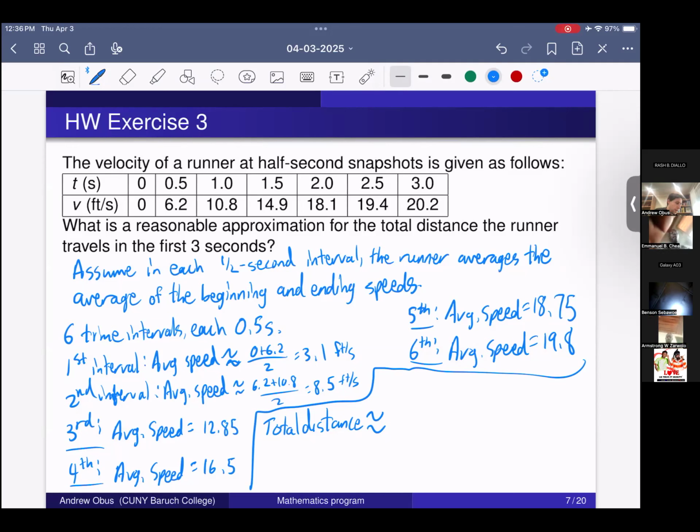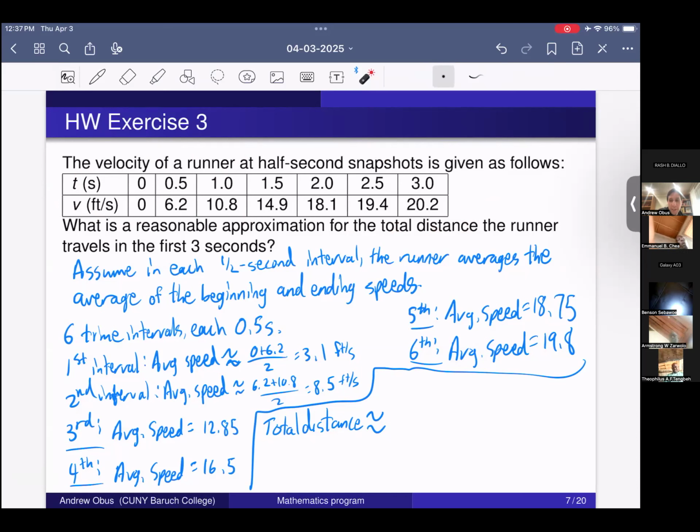Anyone want to say how we do this? Well, remember, distance is equal to rate times time, right? So if we have an average speed and each interval is 0.5 seconds, then for the distance, we integrate, but we don't need to integrate, right? Because we don't actually have a velocity function, so we're not going to be able to take an antiderivative.